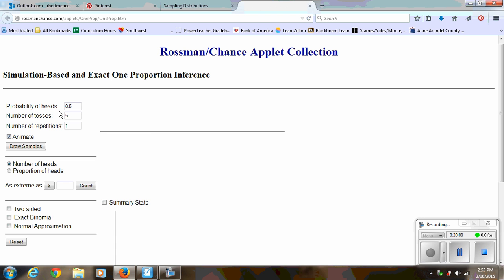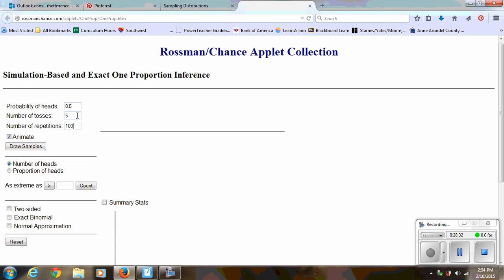It's a simulation where it's talking about coin tosses, but I can change the probability of getting heads, and I can also increase my sample. Instead of tossing it 5 times, again, I can toss it 100 times or whatever. And then I can change the number of repetitions. Let's just look at samples of size 100. If my probability of success is 0.5 and n is 5.